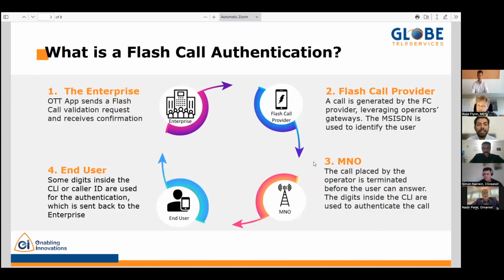The end user's mobile operator now receives this flash call with the A number showing as that generated by the flash call provider, and the same is then used by the app to authenticate. Typically, the CLI or the caller ID is used, and thereby the end user automatically gets authenticated that, yes, it's a genuine person authenticating themselves onto the enterprise's app. In that manner, the flash call authentication mechanism takes place.